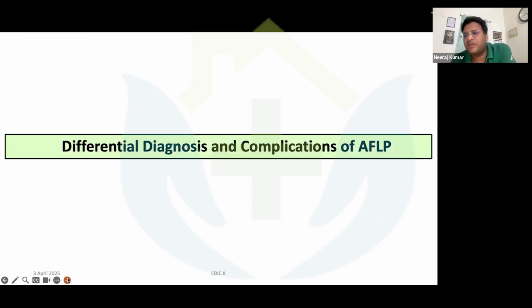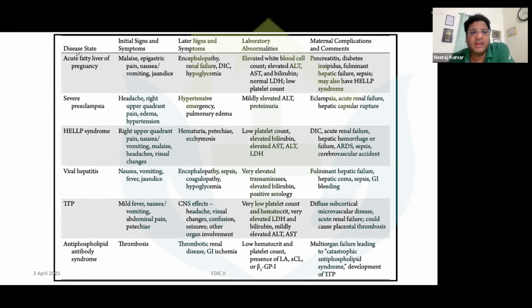Now, differential diagnosis and complications of AFLP. So, what would it be? It would be fatty liver of pregnancy, severe preeclampsia, HELLP syndrome, viral hepatitis, TTP, and antiphospholipid antibody syndrome. Here I asked one question regarding hepatic capsular rupture in the earlier MCQ. Hepatic capsular rupture occurs in severe preeclampsia. Hepatic failure appears in AFLP. Hepatic hemorrhage appears in HELLP syndrome.